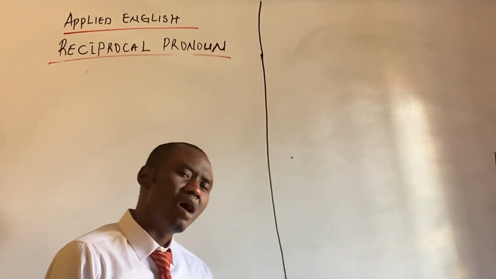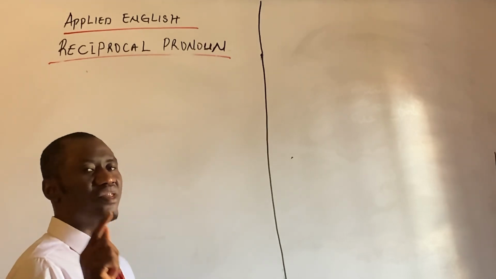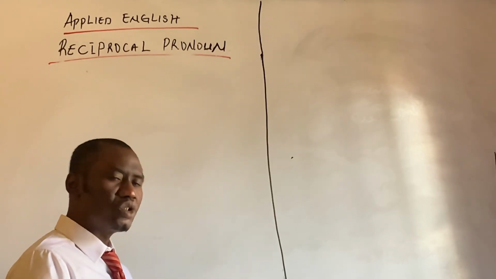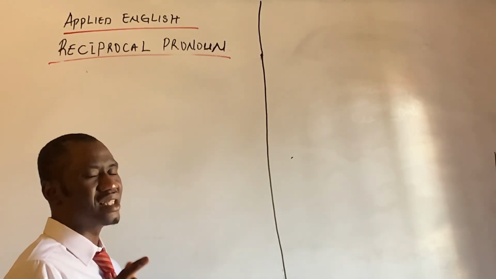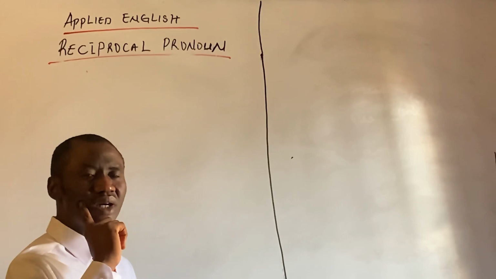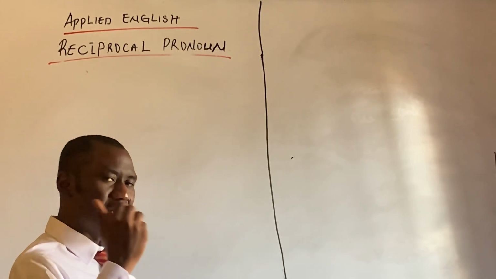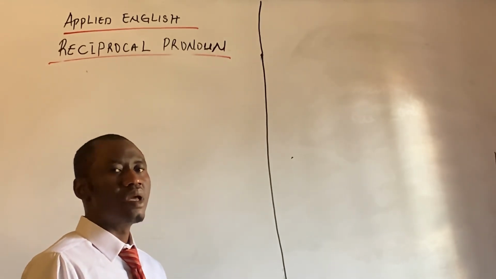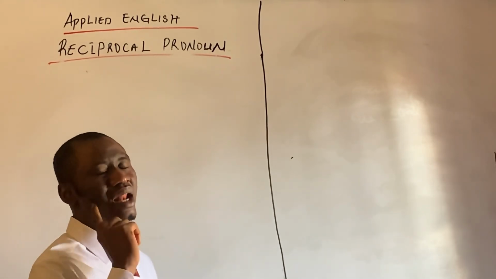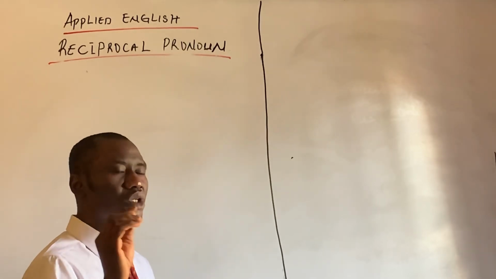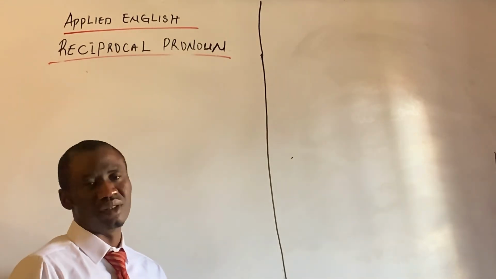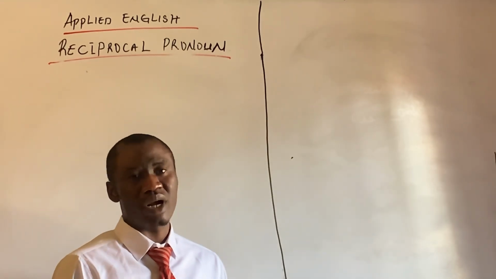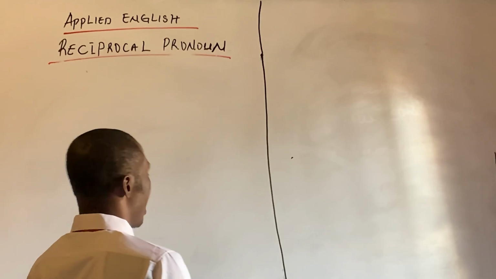What's a pronoun? A pronoun is a word that stands in place of a noun, often used to avoid needless repetition in English writing or expression or speaking. Now, we have types of pronoun.